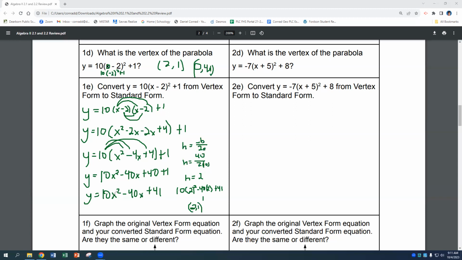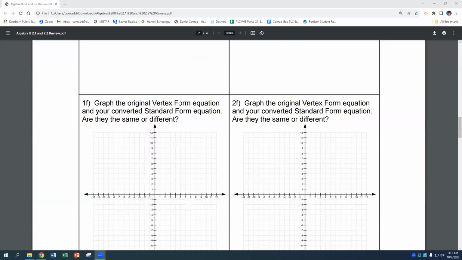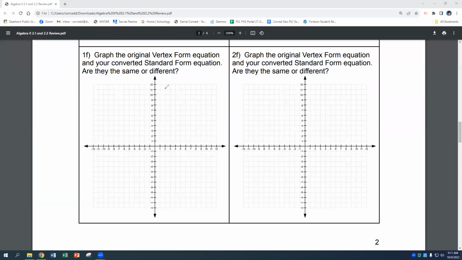If I substitute 0 in here, we get (0, 41). So again, my y-intercept is (0, 41). So it doesn't matter which way you graph it. If you graph it using vertex form, or if you graph it using standard form, you're going to end up with the same graph. Okay, so let's graph it. My vertex is (2, 1), right here. (2, 1). Okay, this is way off the graph here.